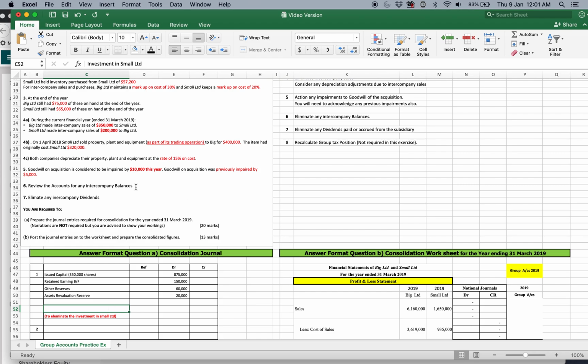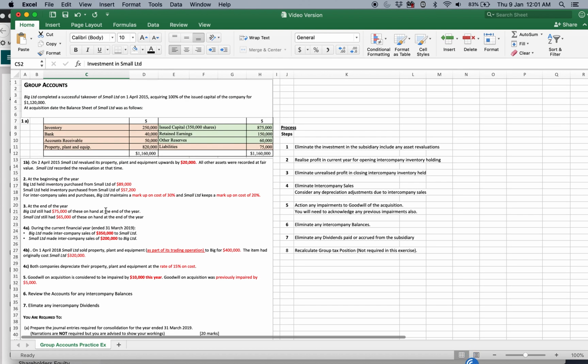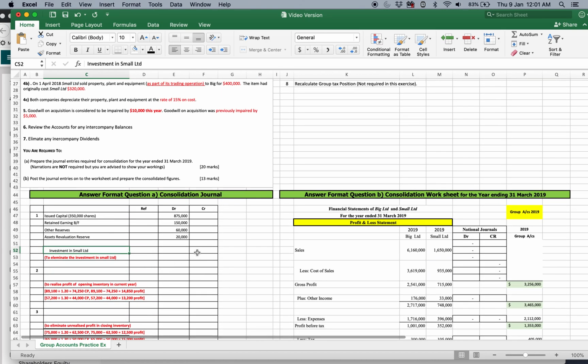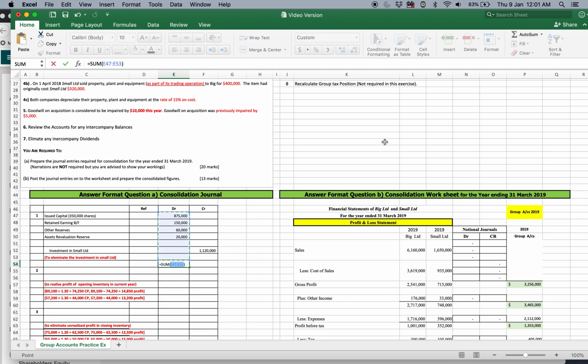We're saying those assets are $20,000 more, so we create the reserve. Okay, right. The investment in small limited we know is 1120123. Okay, that's fine. But these journals have to balance. Okay, so what we can see, let's have a look at that. That adds up to that. Okay, so it's short an amount. It's short $15,000.